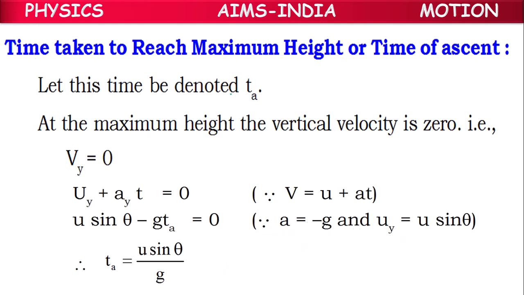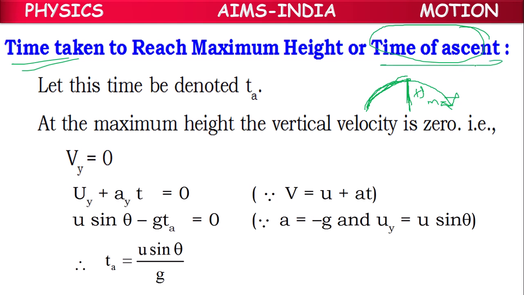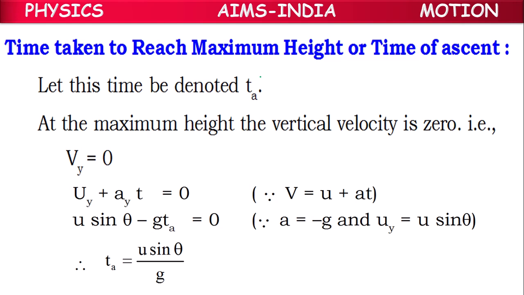So here, now, what is the time taken to reach the maximum height? From the ground, the time taken to reach the maximum height, suppose it is h max, maximum height. The time taken to reach the maximum height is called time of ascent, because it is ascending up. So the time taken for ascending up is known as time of ascent. Let the time of ascent be denoted by t a.